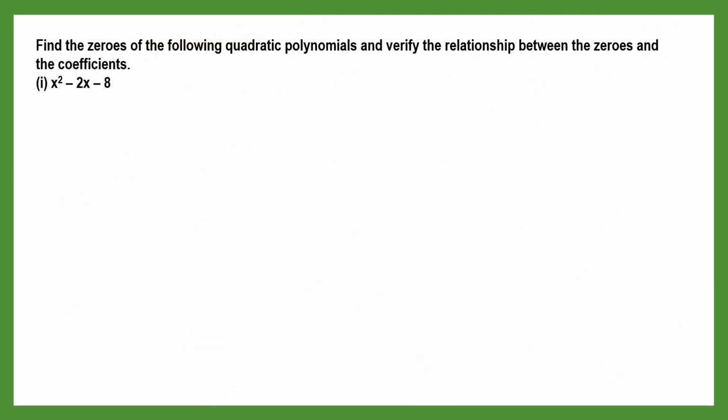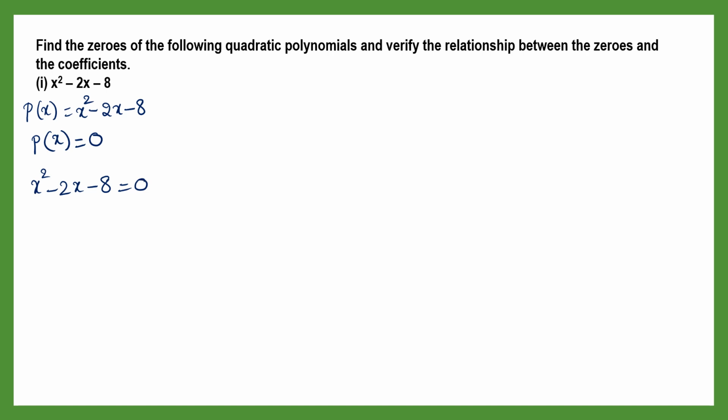First problem. Find the zeros of the quadratic polynomial, and then verify the relationship between zeros and coefficients of the polynomial. Let's start the problem. So, the given polynomial is p of x is equal to x square minus 2x minus 8. How do you get zeros of the polynomial? We should find the values of x for which p of x is 0. Those are nothing but the zeros of the polynomial. So, the equation is x square minus 2x minus 8 is equal to 0.